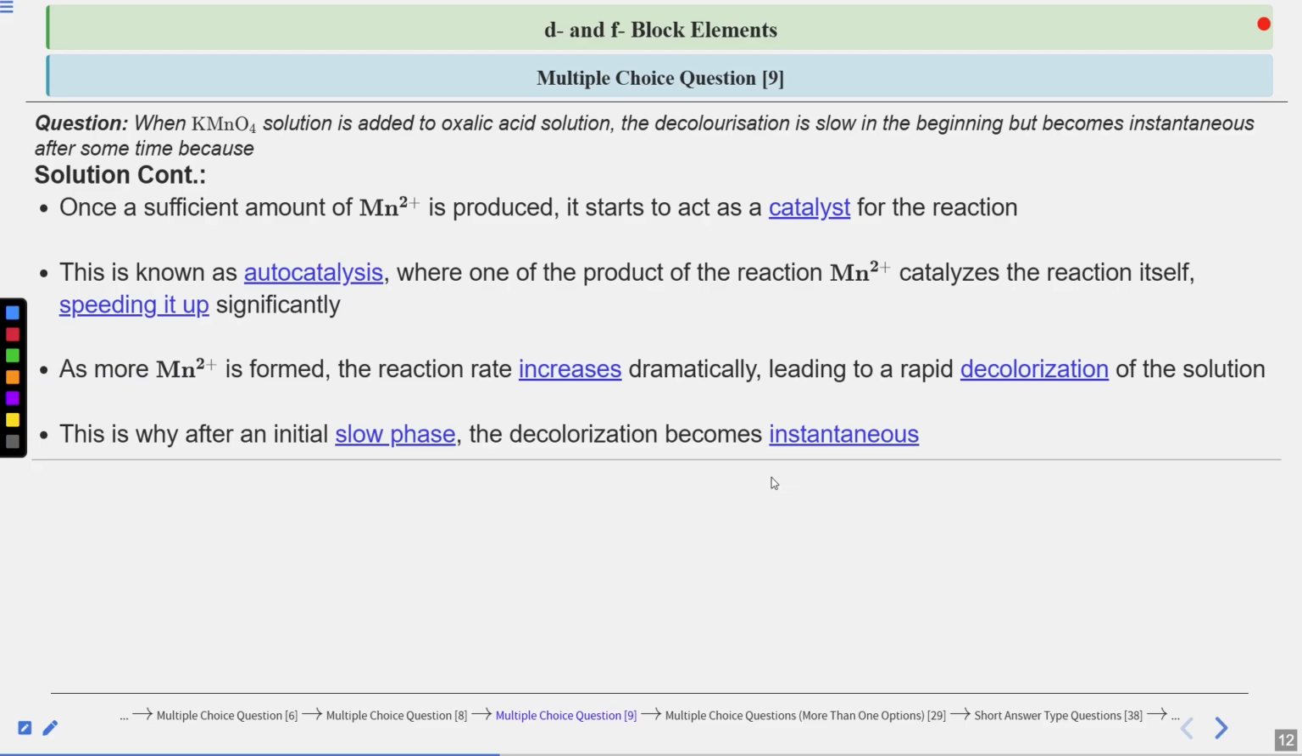So the correct answer was that Mn2+ here will act as an autocatalyst. Okay, let's move on to our next question.